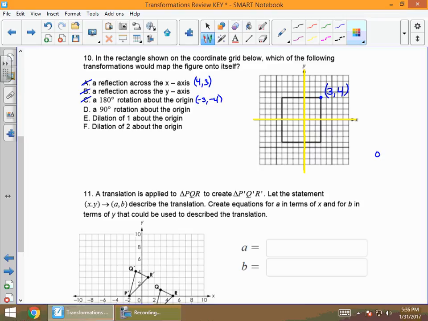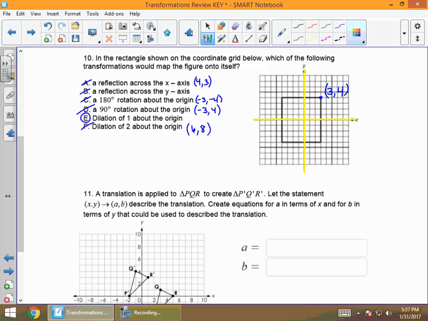90-degree rotation, that means (4, 3) would have to become the point (-3, 4). So let's see, 1, 2, 3, 1, 2, 3, 4. Right there is not in the corner. Did not get the corner. Does not map onto itself. Dilation of 1. A dilation of 1 does not change anything. So that one does work. And then a dilation of 2 would mean that (3, 4) would become the point (6, 8). And (6, 8) is not on there.